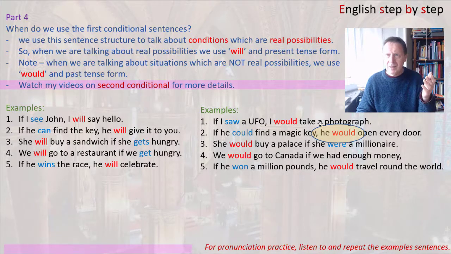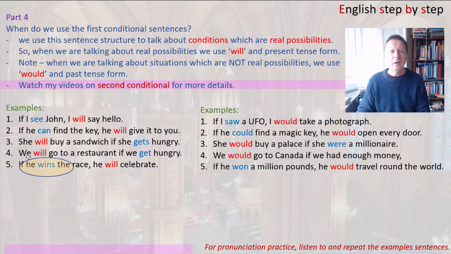It's imagining a situation. Number 3. She will buy a sandwich if she gets hungry. Real possibility. She would buy a palace if she were a millionaire. Well, that's just an imagined situation. Example 4. We will go to a restaurant if we get hungry. Real possibility. We would go to Canada if we had enough money. Well, this is just imagining a situation.